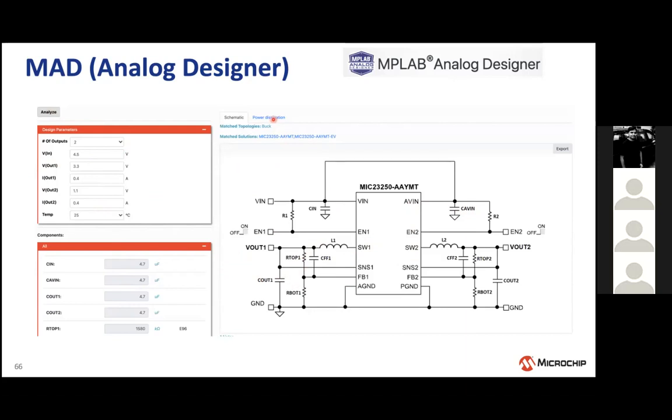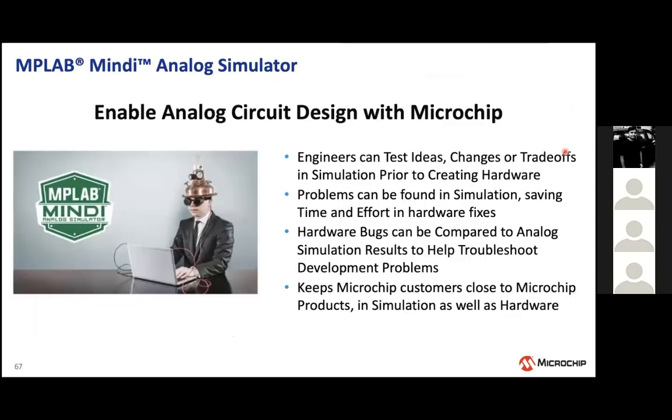Now, instead of doing all that, assume that you as a designer want to simulate in a very detailed way, right? Then what you just have to do is click on export, and you're going to get a file which can be opened in a software called MPLAB Mindi. Now it's the time to discuss Mindi. What is Mindi? Mindi is basically a software tool where you could actually design your ideas.